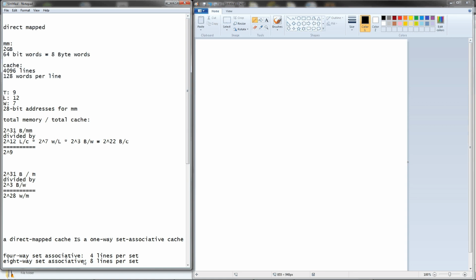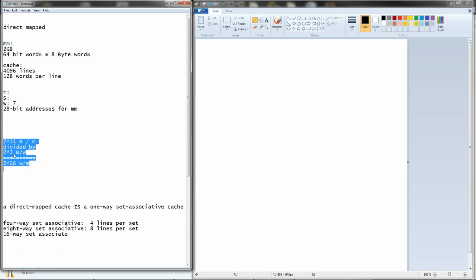This time, we have a tag, set, and word. You can't tell which line you're going to be in without using an algorithm, so you can't tell ahead of time. So I'm changing that to a set. I'm not going to change this 128 words per line, so it should be clear that the word bits are not going to change. However, you cannot find the tag this way anymore. There's another step, so I'm going to get rid of that.